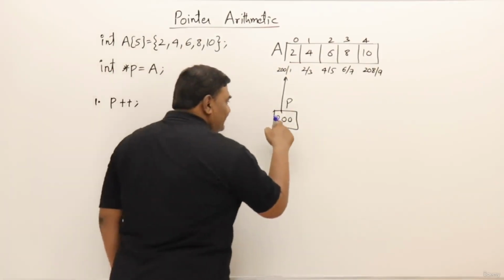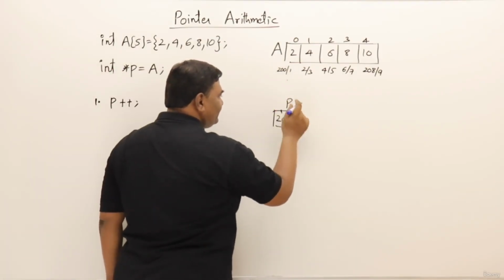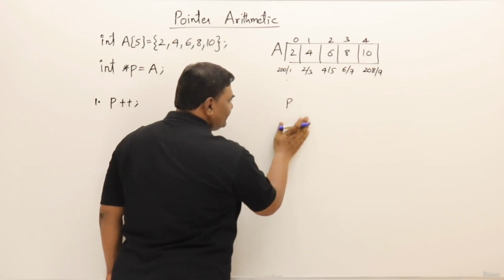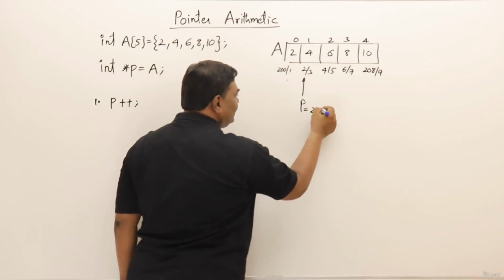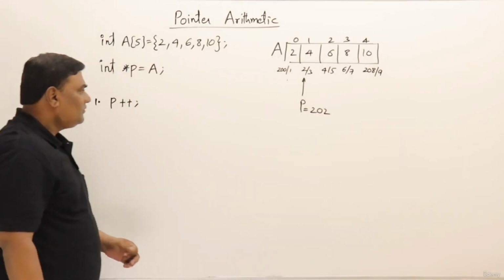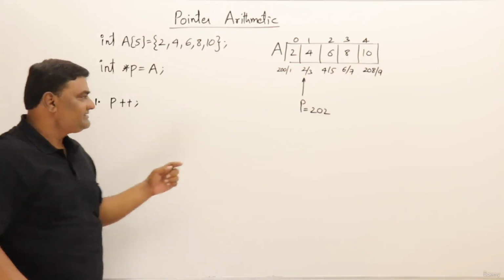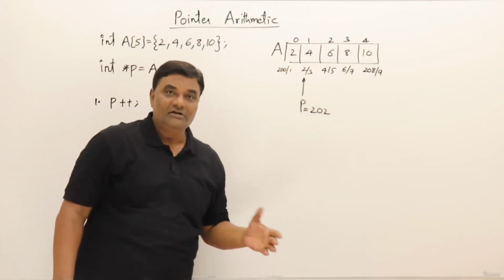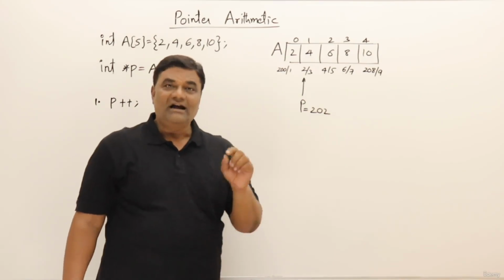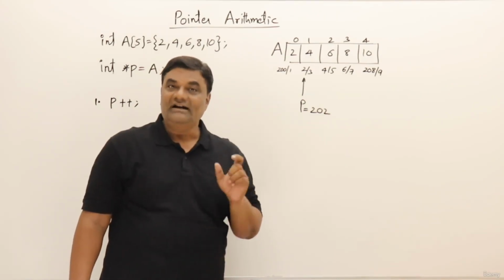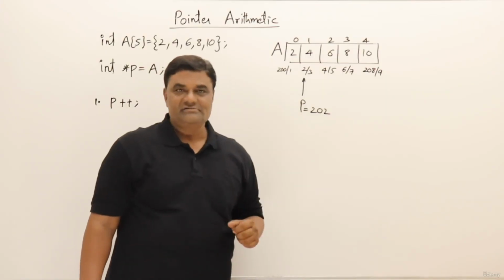So what is the address inside the pointer? 200. Then it will move to the next location. I will not draw the box and show you. Then it will move to the location here, that is 202. How? P was 200, then p plus plus means it should become 201. No, here plus plus we don't mean adding 1 to the address. We mean move to the next location.